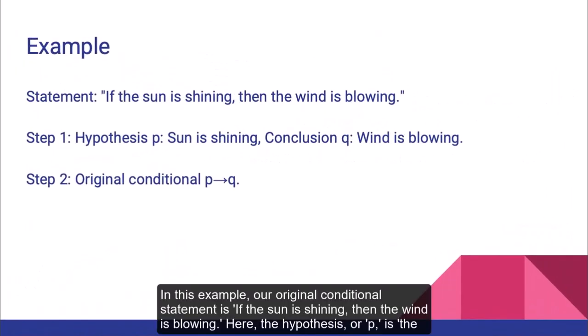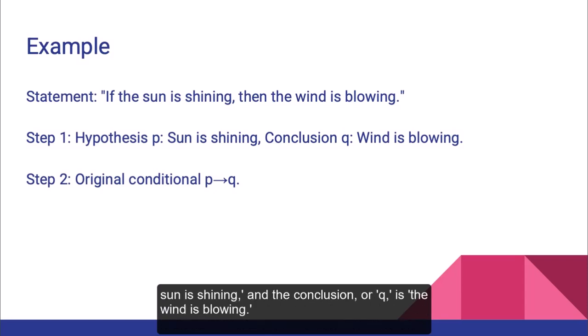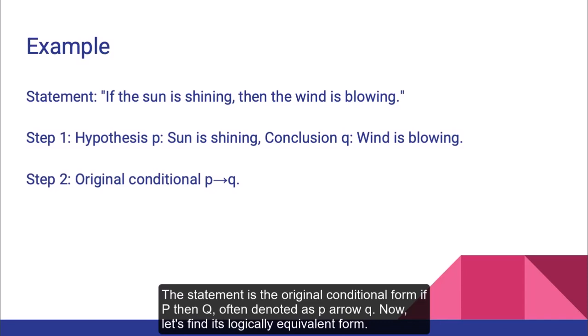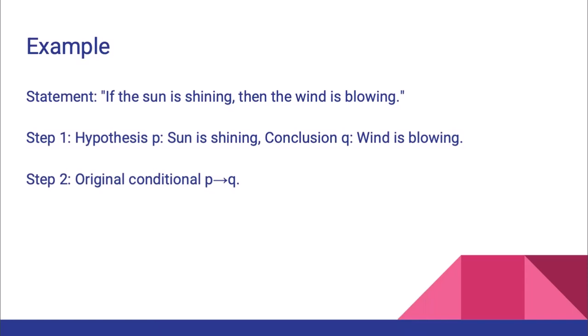In this example, our original conditional statement is if the sun is shining, then the wind is blowing. Here, the hypothesis, or P, is the sun is shining, and the conclusion, or Q, is the wind is blowing. The statement is the original conditional form if P then Q, often denoted as P arrow Q. Now let's find its logically equivalent form.